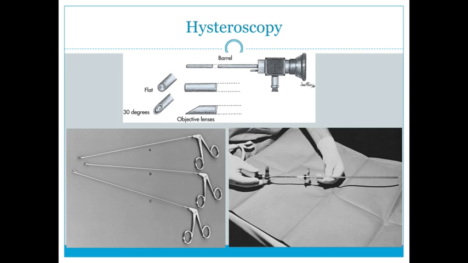The main channel is controlled by stopcocks, except for the accessory instruments. These instruments are usually 2 or 3 mm and include instruments such as grasping forceps, biopsy forceps, or scissors. The main channel is fitted with rubber gaskets that prevent backflow of distension media. Double and single channel sheaths are available. This will make a lot more sense when you're out in clinical and you see them on a case.